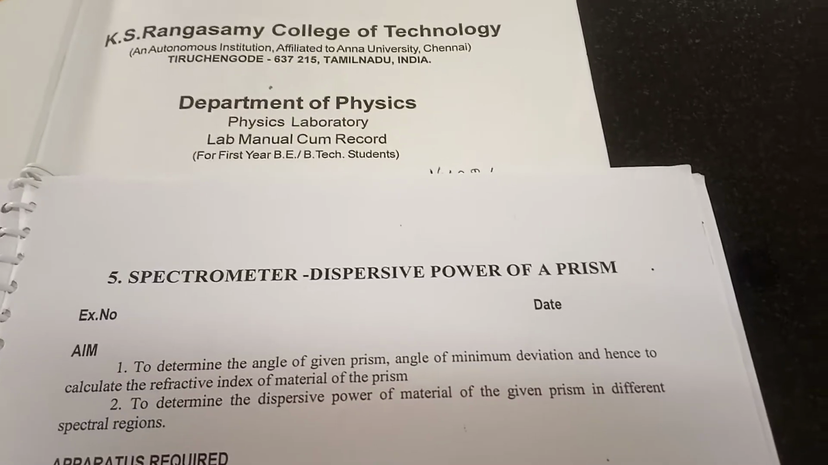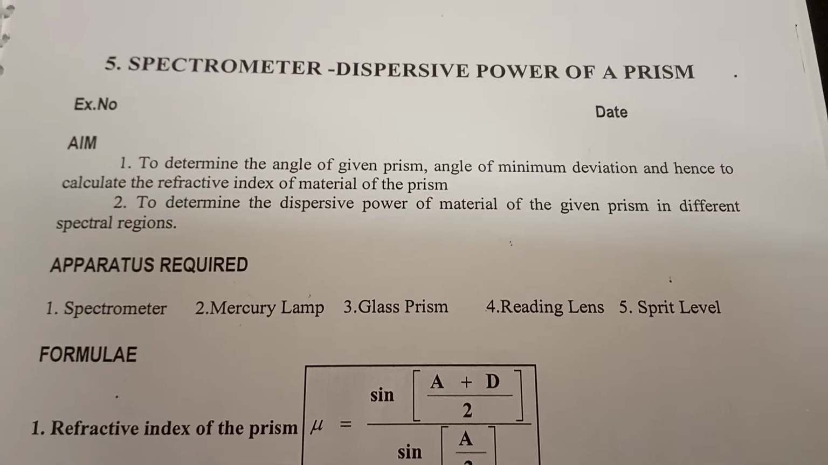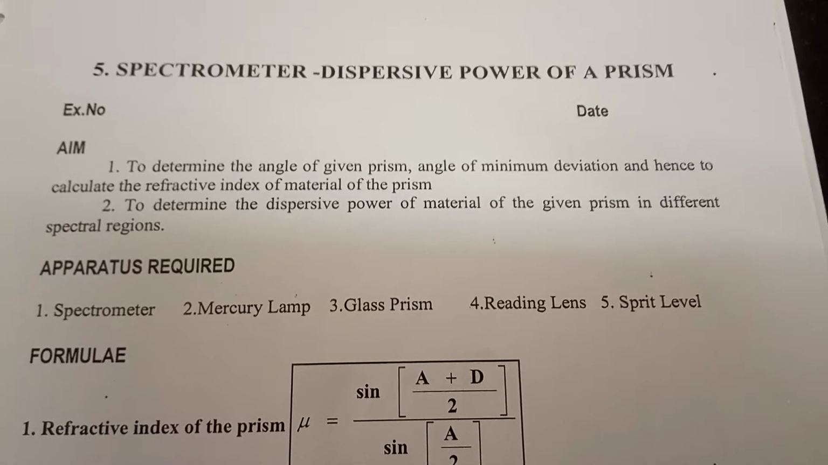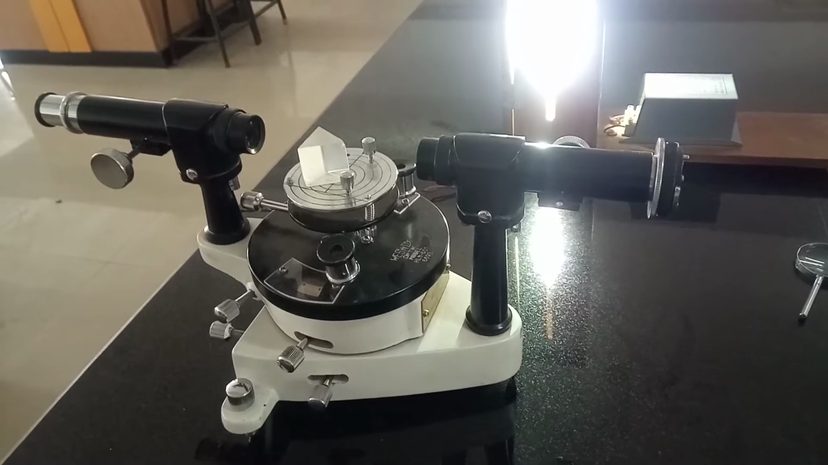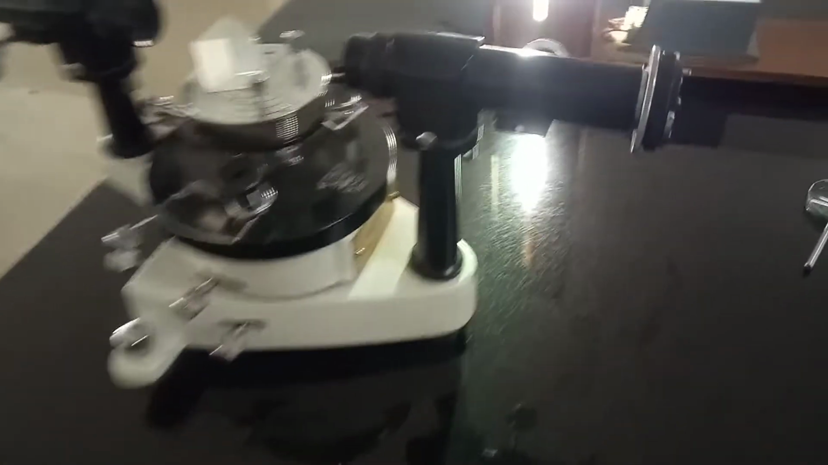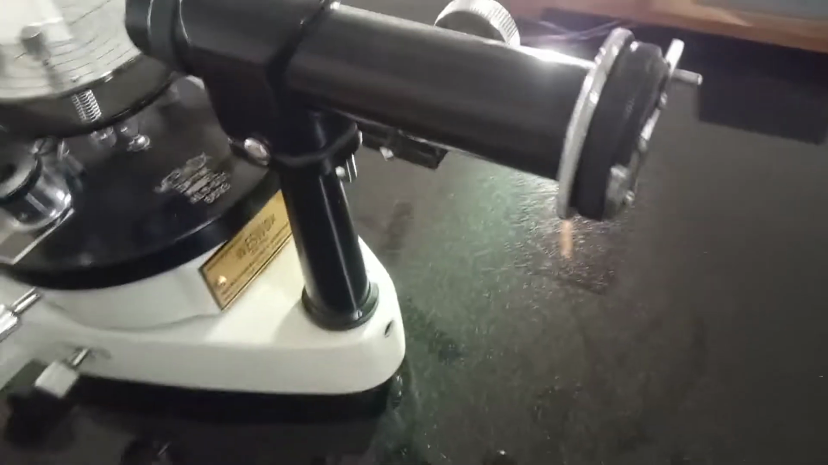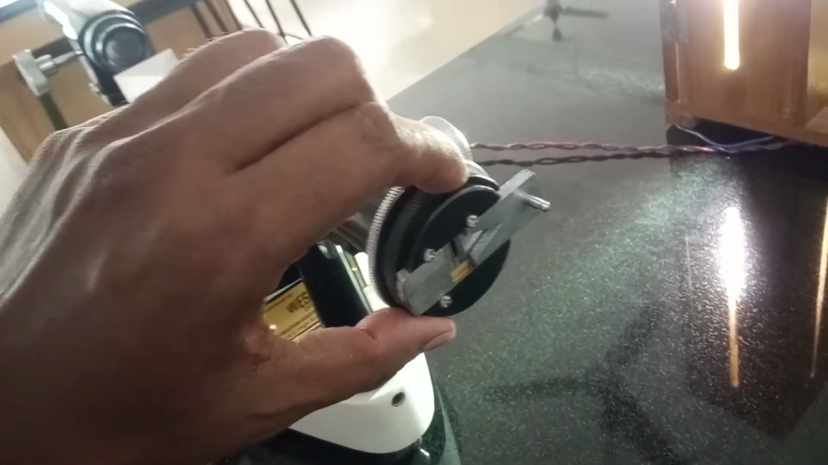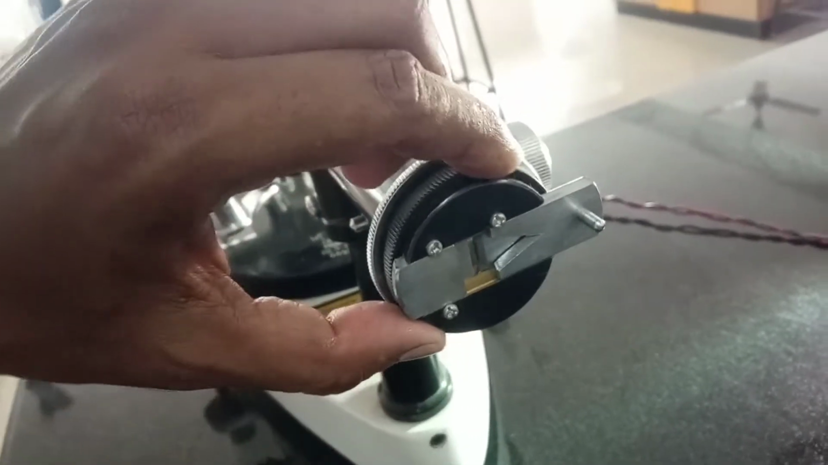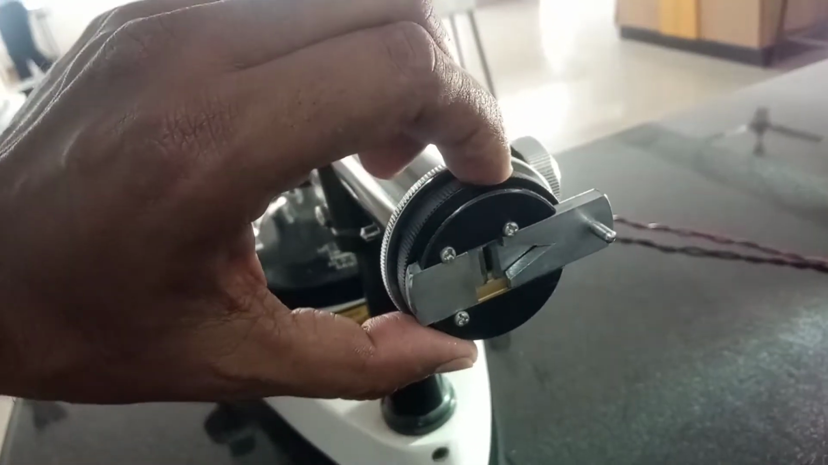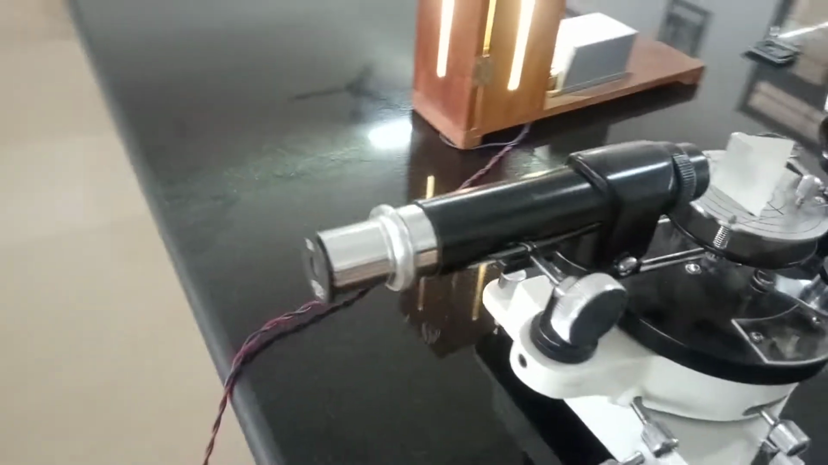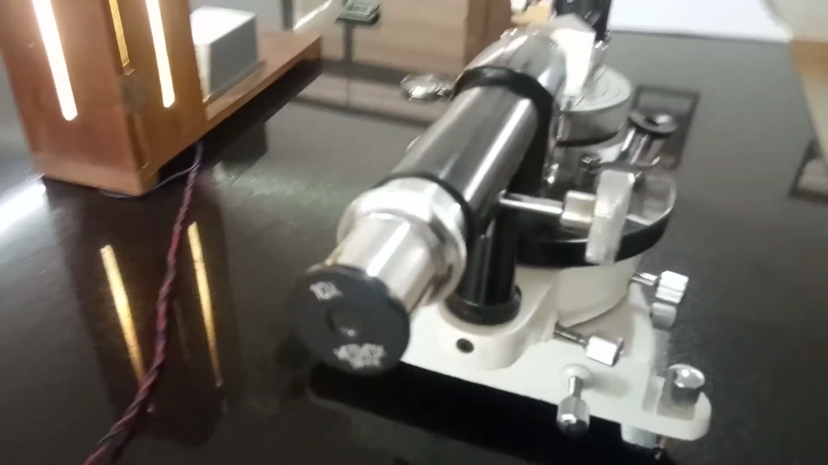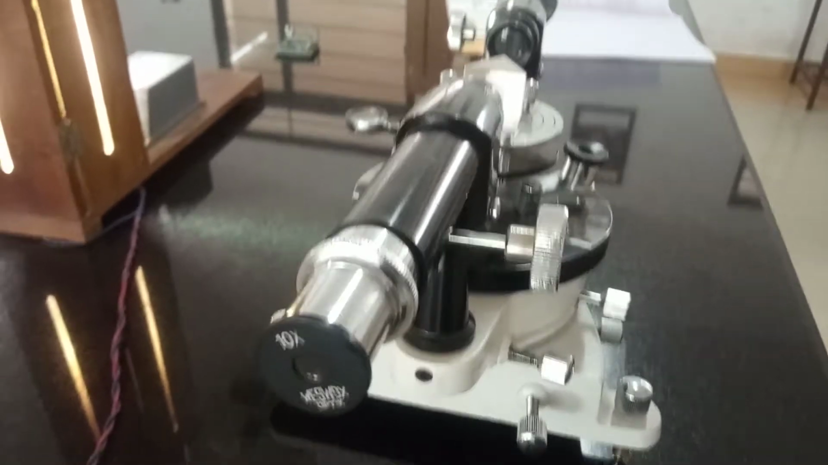So the apparatus required is spectrometer, mercury lamp, glass prism, reading lens and spirit level. So this is the spectrometer, and we have three major parts of the spectrometer, and this one is the collimator. At the end of the collimator we have the adjustable knob to close or open the incoming light rays. And this one is the prism table where we have to place the prism, and this one is the telescope or eyepiece. At the end of the eyepiece we can view the images.